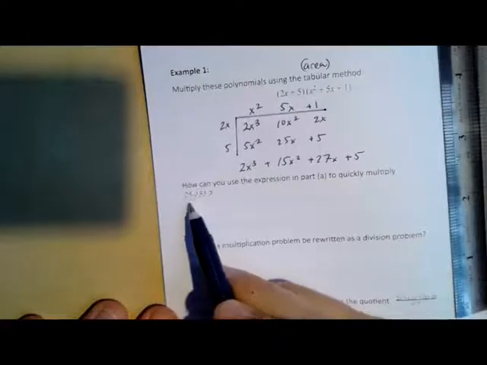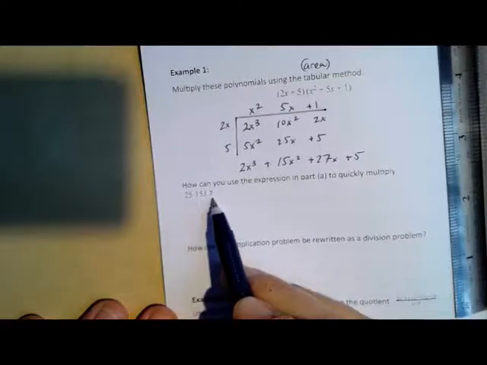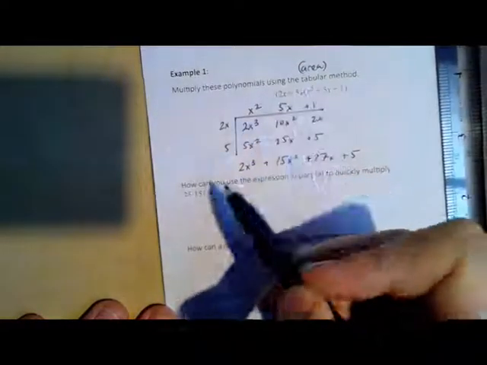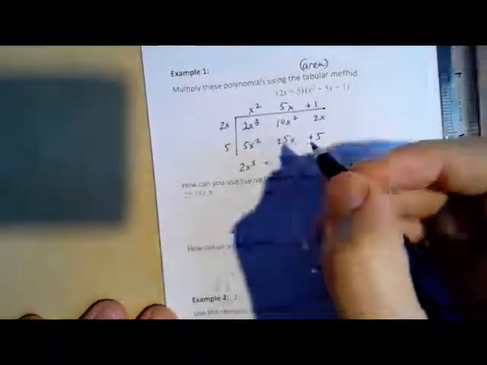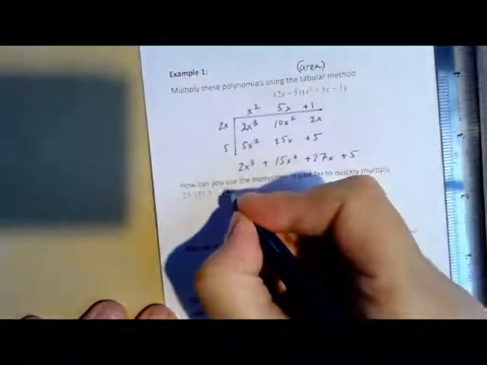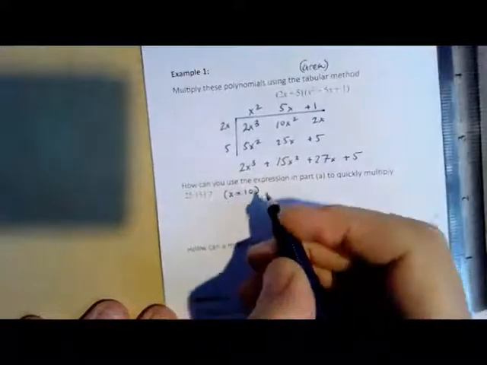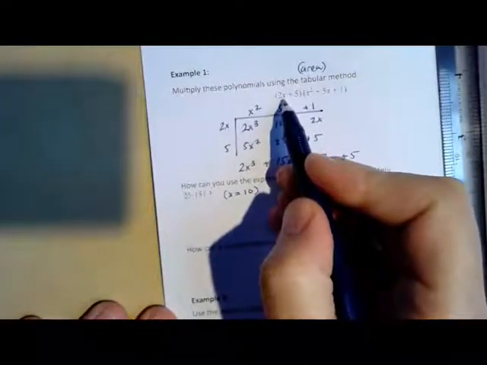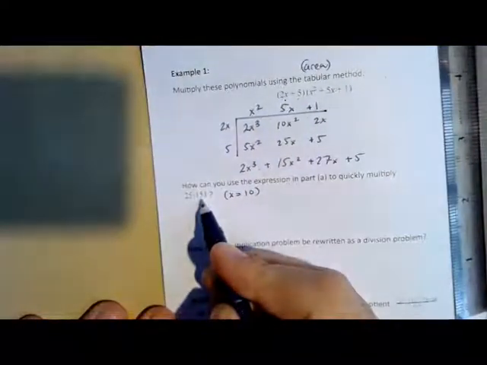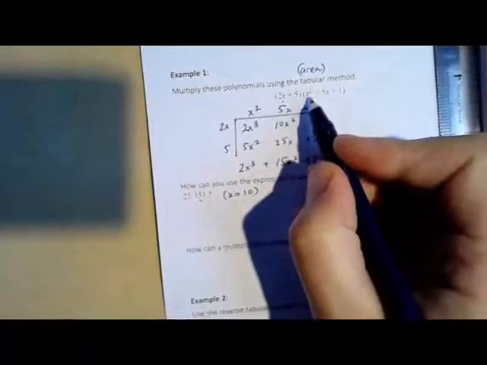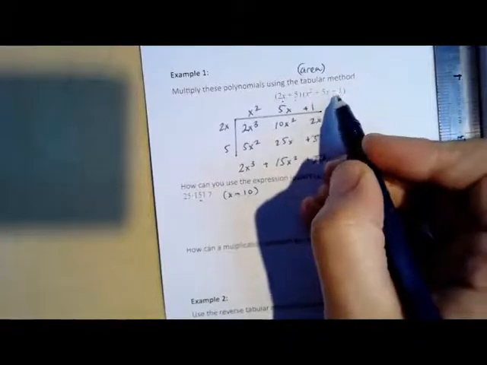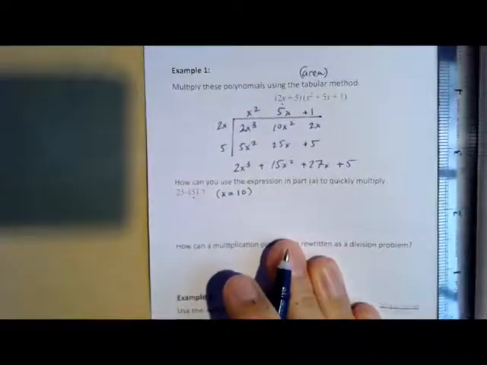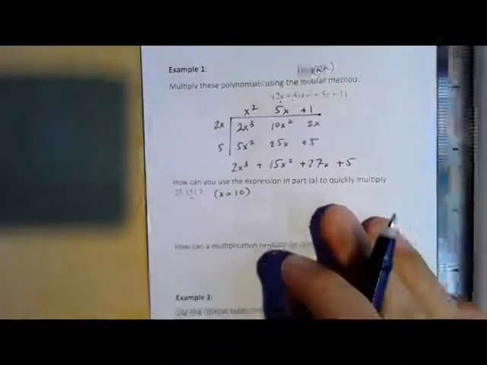How can you use this expression to quickly multiply the problem 25 times 151? The connection between these two problems is what would happen when x equals 10. If x equals 10, then 25 is the same as 2x, or 2 tens, plus 5. 151 is the same as 100, or 10 squared, plus 50, plus 1. This is not arbitrary.